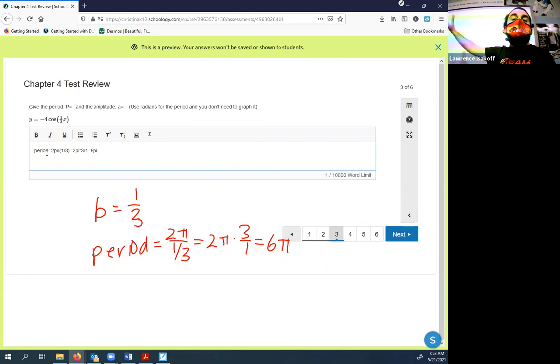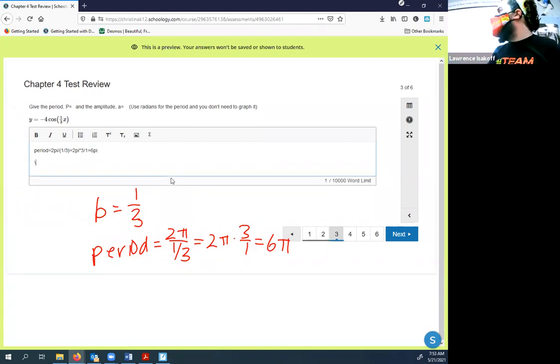My amplitude, I'm just going to ignore the negative in front of the 4 because the negative flips it over the x-axis. Look, if you told me the amplitude is -4, I'm not taking off points on that. However, we look at the amplitude as an absolute value type thing, so I'm just going to say the amplitude is 4.